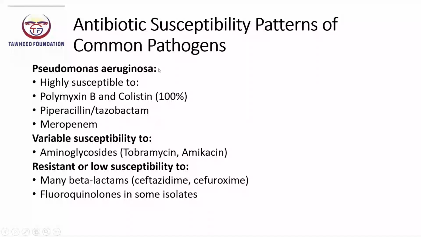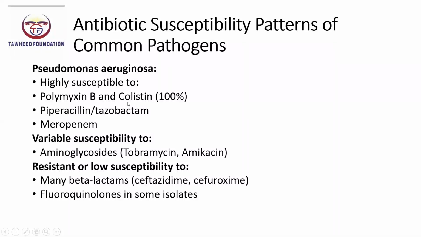Next is Pseudomonas aeruginosa. It is a significant opportunistic pathogen, especially in hospital settings with notable resistance issues. It is notorious for its ability to form biofilms and intrinsic resistance mechanisms, making treatment difficult.